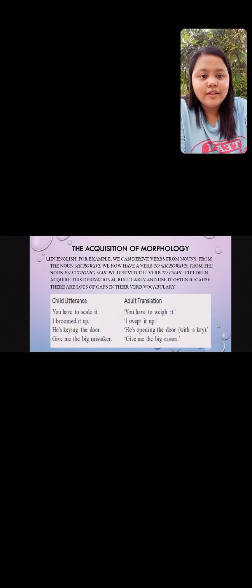In English, for example, we can derive verbs from nouns. From the noun microwave, we now have a verb, to microwave. From the noun electronic mail, we derive the verb to email. Children acquire this derivational rule early and use it often because there are lots of gaps in their verb vocabulary. The acquisition of morphology clearly demonstrates the rule-governed nature of language acquisition.